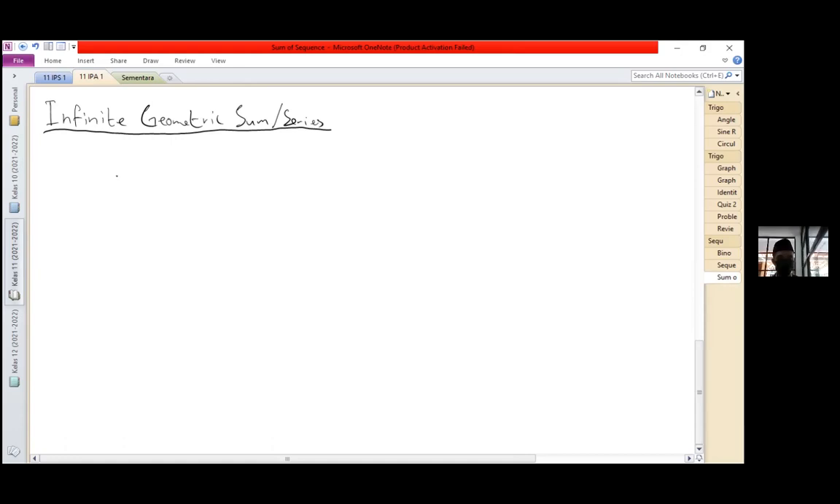If an infinite series or infinite sum converges, then we say that it has a sum. So let's just look at some examples. For example, let's say 1, 2, 4, 8, and so on. So this is a geometric sum, right? What is the ratio?